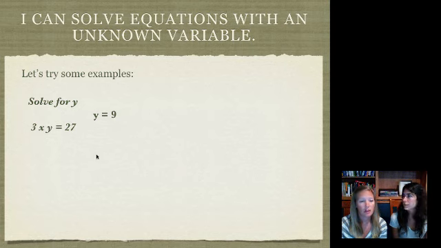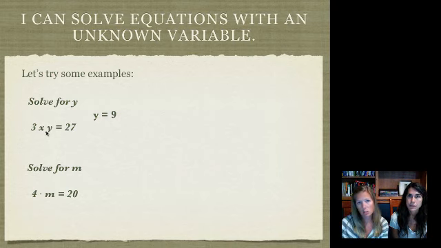That's all it means. So another example, and we're going to give you an example of each of the different ways to do multiplication, each of the different ways to do division, so you can see what they look like, and then you're going to get a chance to try all of them. So for the next one, solve for m. 4, and then remember that dot means multiplication, so 4 times m equals 20. So 4 times what gives you 20?